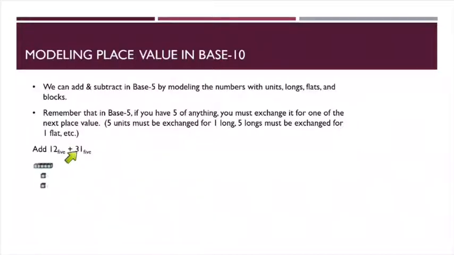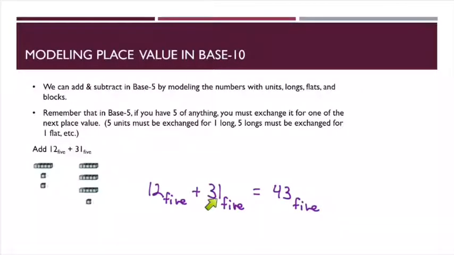31 would be modeled by 3 longs and 1 unit. So here are all of our longs and units, and you can see that we have 1, 2, 3, 4 longs and 3 units. So now we know that 12 base 5 plus 31 base 5 is 43 base 5. 4 longs and 3 units. See how easy that is?